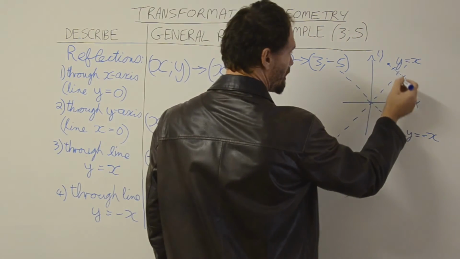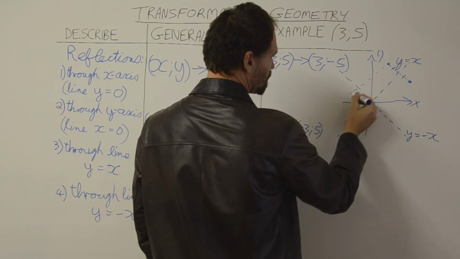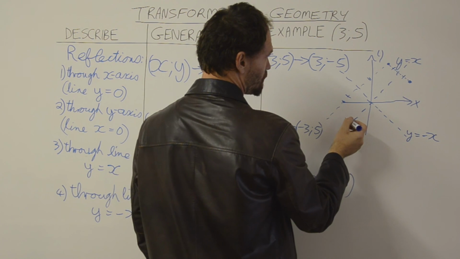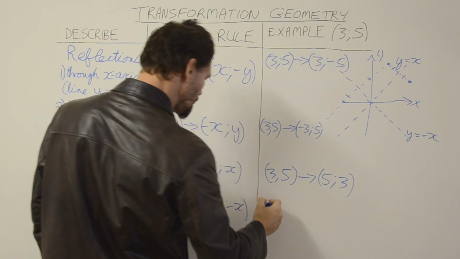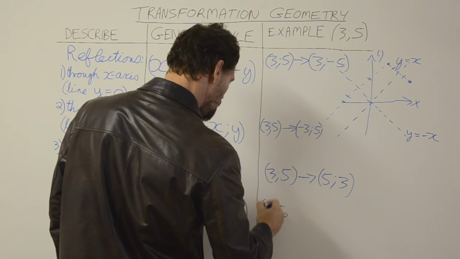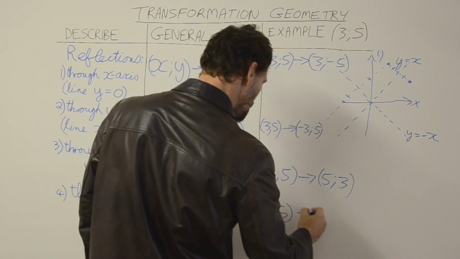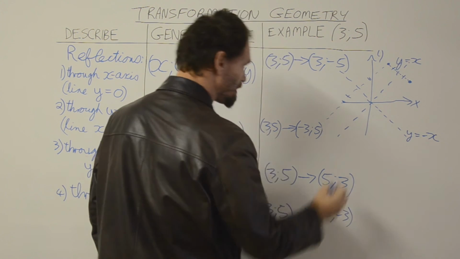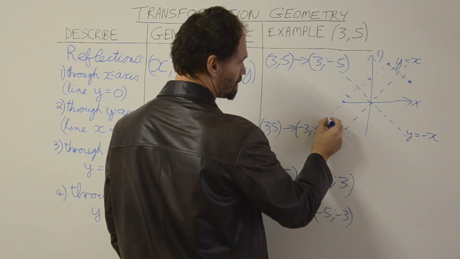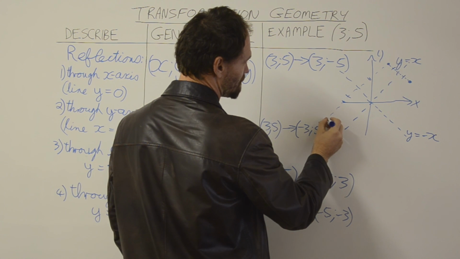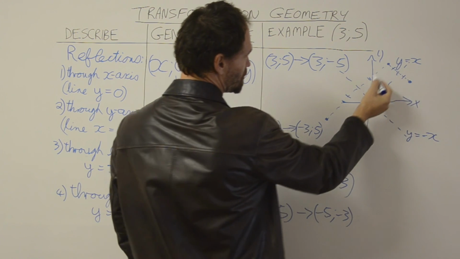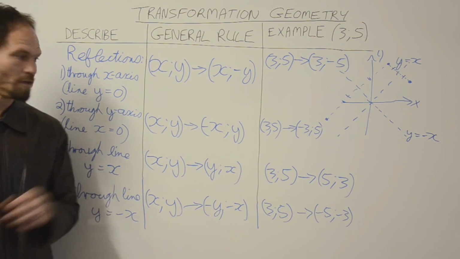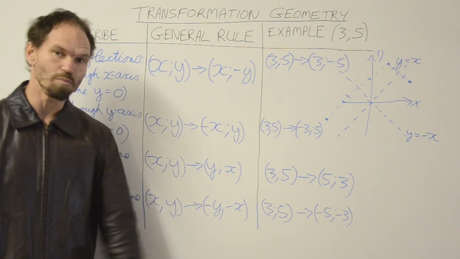As you can see, that point there, the 3, 5, will go across there, same distance on either side, to the point. My 3, 5 input ends up being negative 5, negative 3. See that? So negative 5, negative 3, round about there. So it reflects through that line. And that is all my reflections. Descriptions, rules, examples.